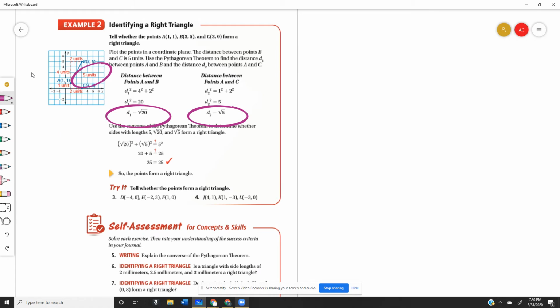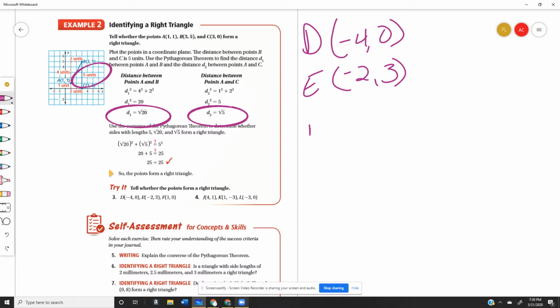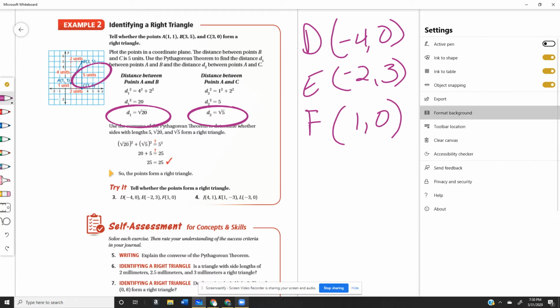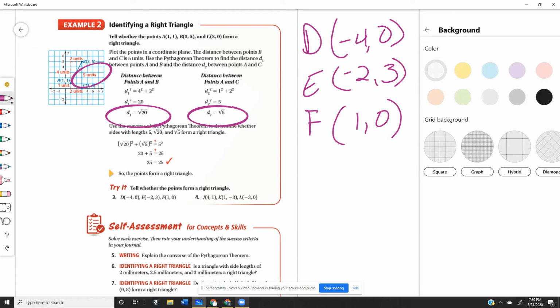Try it 3, we have some points here. We have D at (-4, 0), E at (-2, 3), and F at (1, 0). Okay? So what would be a really good thing to do here is to draw a coordinate plane.